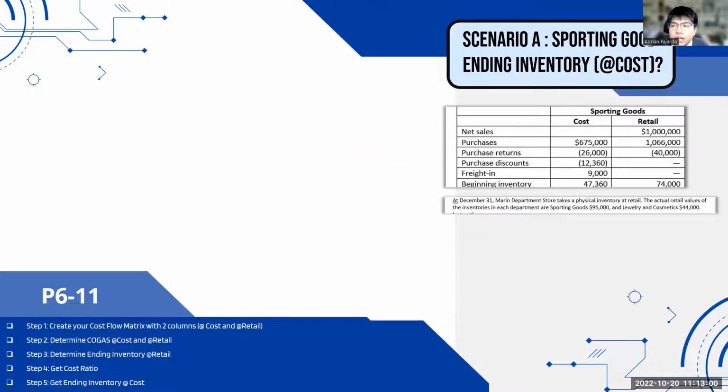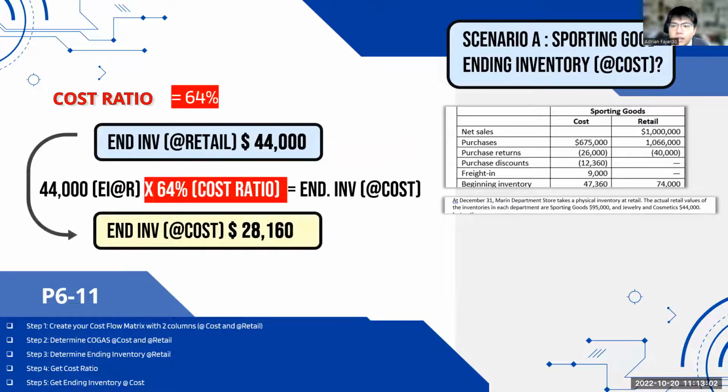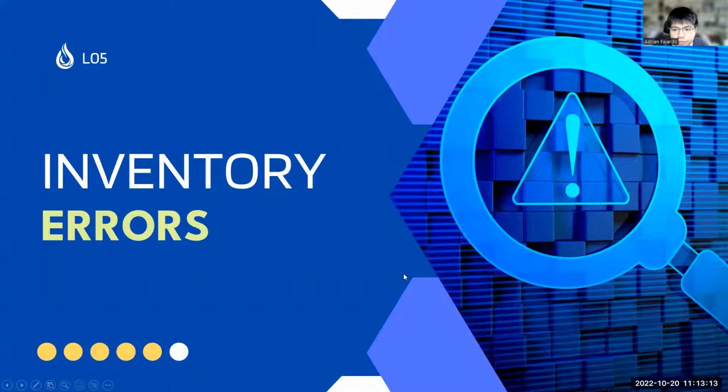So basically, in scenario B of jewelry, it's the same. They gave the cost ratio, they gave the ending inventory at retail. So you just multiply 64% so that you get 28,160.